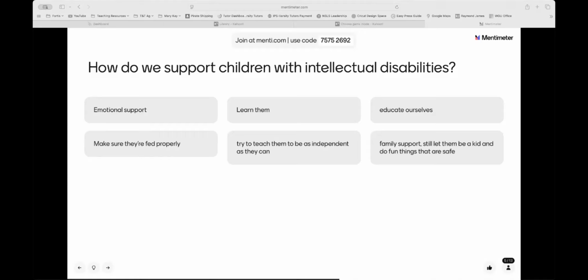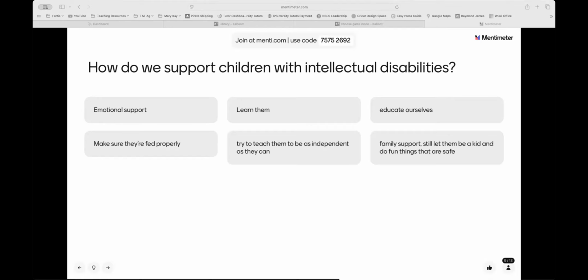We can typically do it much faster than they can, but if it's something they can do independently, we need to just be patient and allow that to happen. Yes, family support. Still let them be a kid. Do fun things that are safe. Absolutely. They still need those developmental activities. They might just look different than the peers around them, depending on that developmental age.